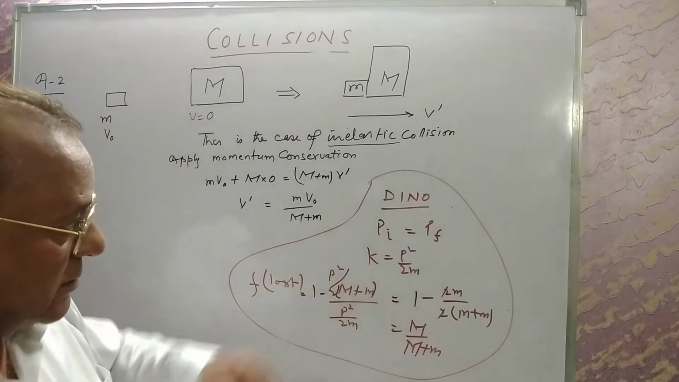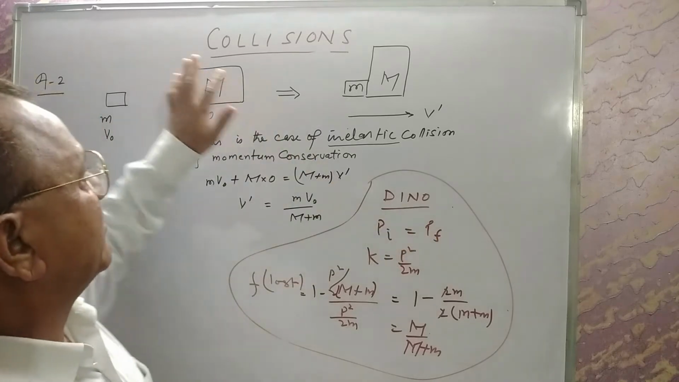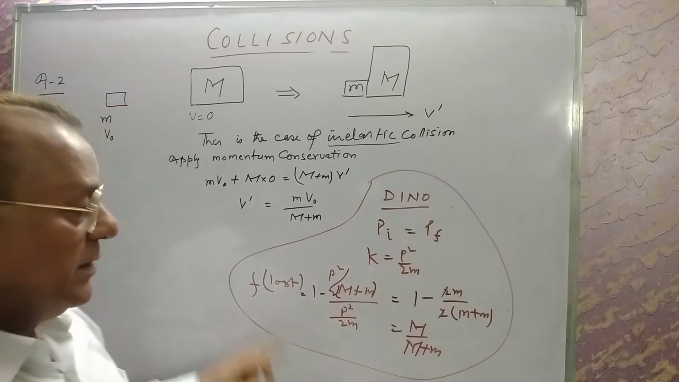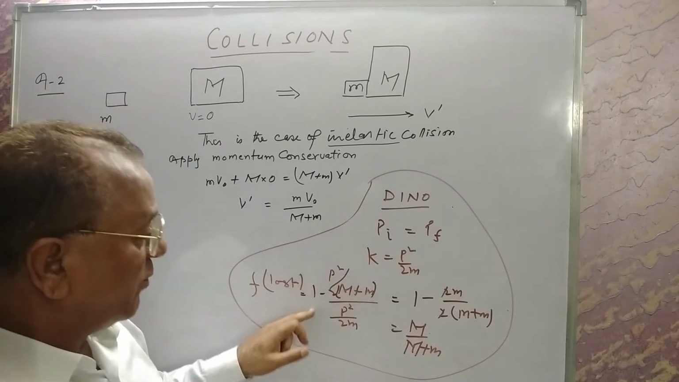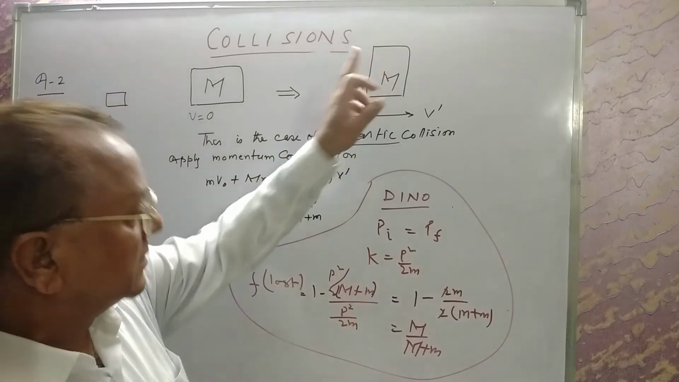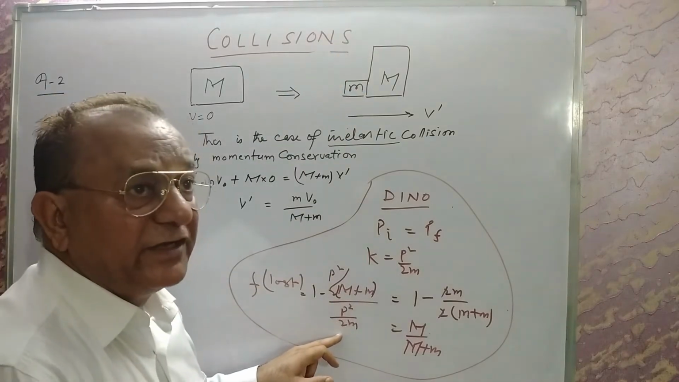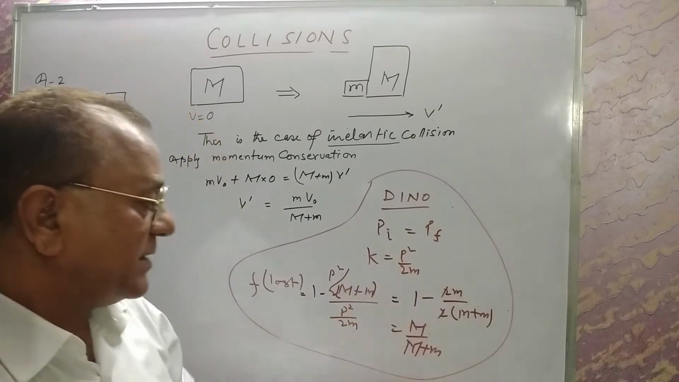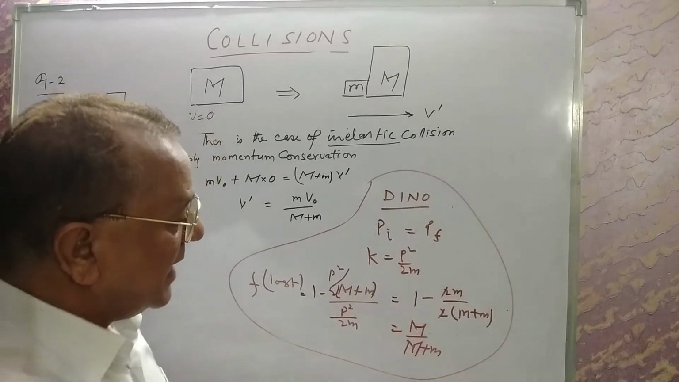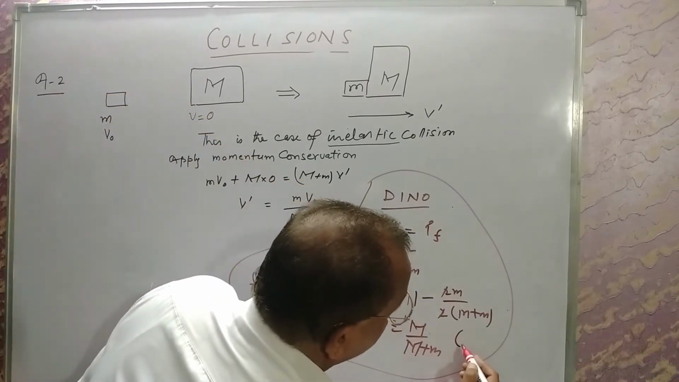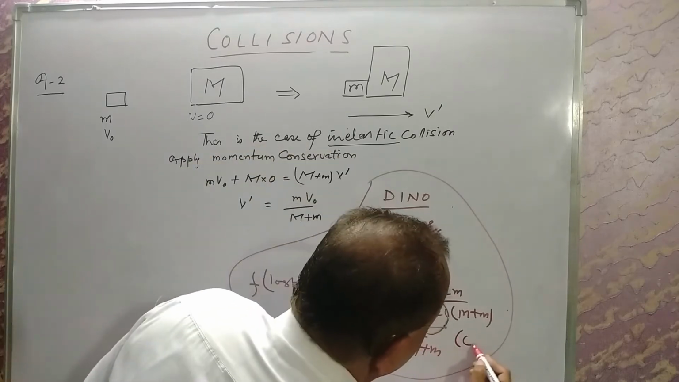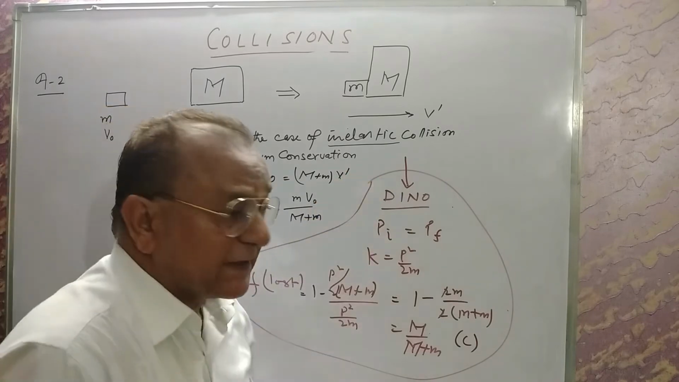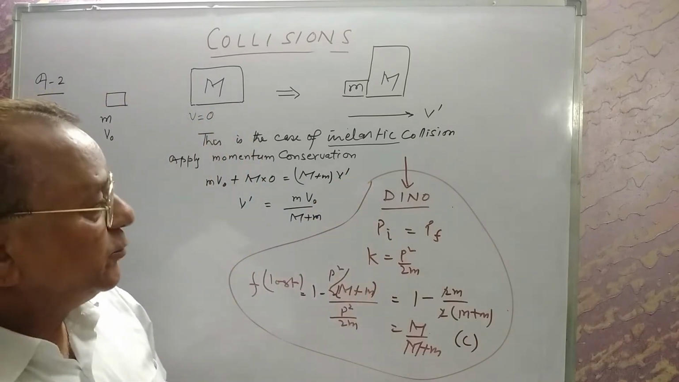Once more I'll try to solve. Pi is equal to Pf, momentum remains the same, and kinetic energy is equal to p square by 2m. So fraction lost is equal to 1 minus the final energy of this combined mass divided by the initial energy, which is equal to 1 minus 2 small m divided by M plus m. The answer will be capital M by capital M plus small m. Therefore, C is the answer. So this is the fast method of doing this question using the Dino concept.